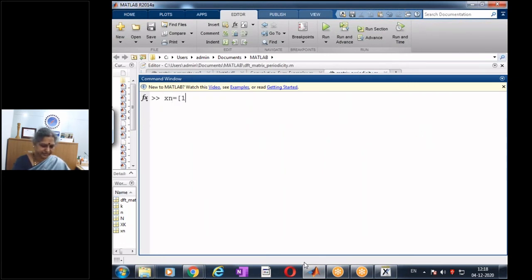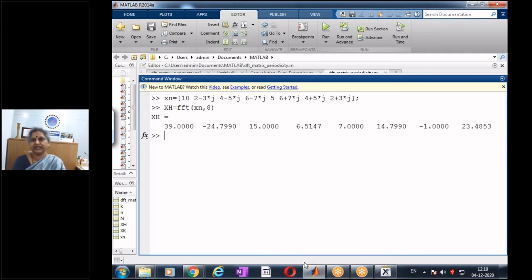So my x[n] here is 10, 2 minus 3j, 4 minus 5j, 6 minus 7j, 5, then 6 plus 7j, then 4 plus 5j, then 2 plus 3j. This is my sequence, and let us try to compute the 8-point DFT of the sequence x[n]. And how is the result? The result is real. That's it.